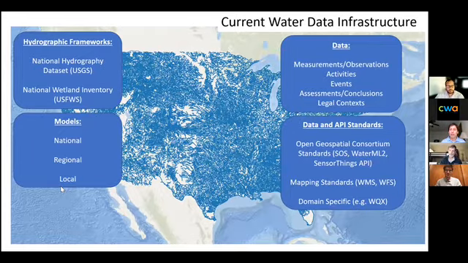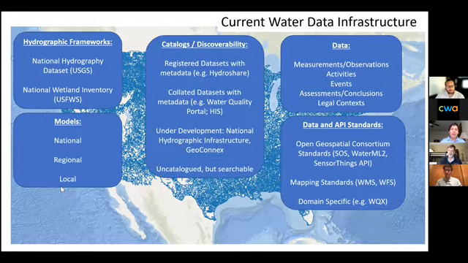The WQX or Water Quality Exchange data standard has been around since about 2005, 2006. And that has really gone a long ways in standardizing water quality sampling data and has enabled pretty broad sharing of that class of data, but there's a lot of opportunities for other classes of data to be standardized as well.